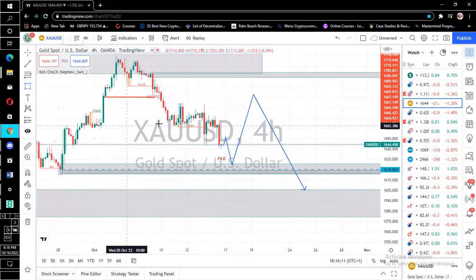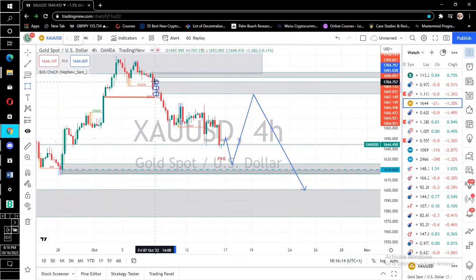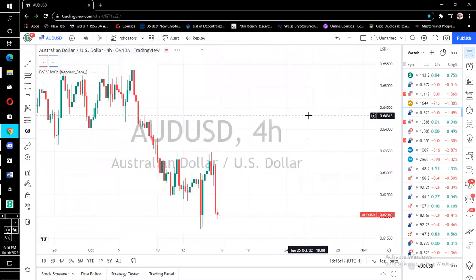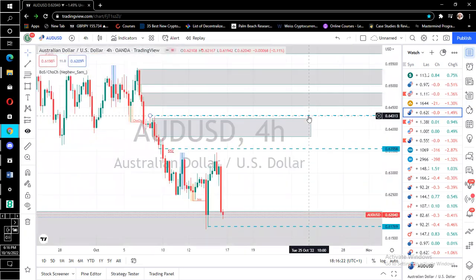And also I have these 2 levels to watch for the week. This level and this level to go aggressively down. Then another one here we'll have is AUDUSD.